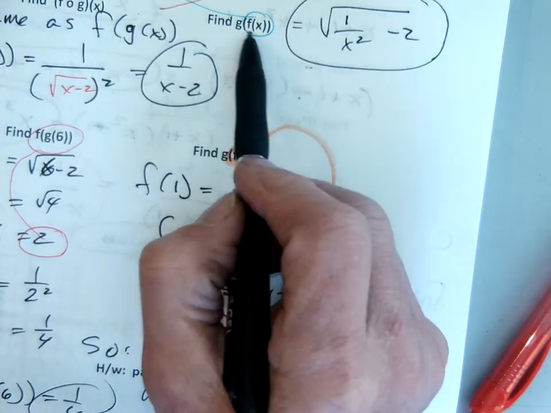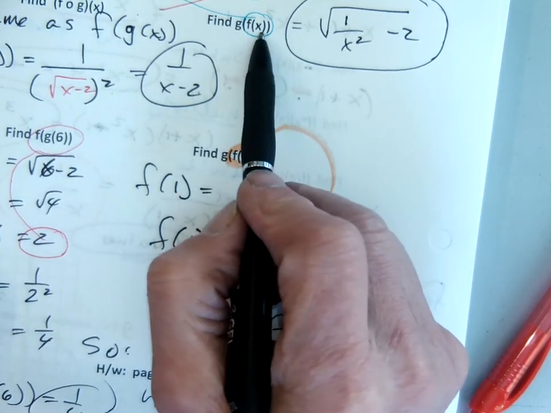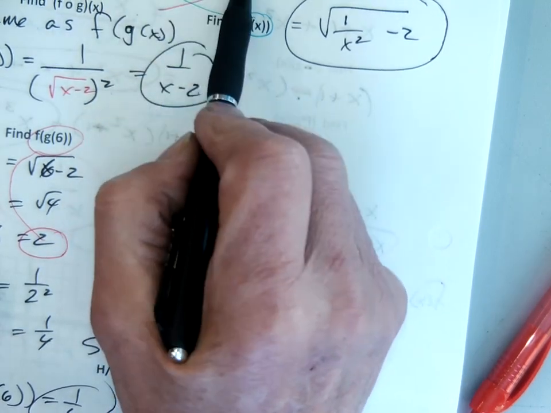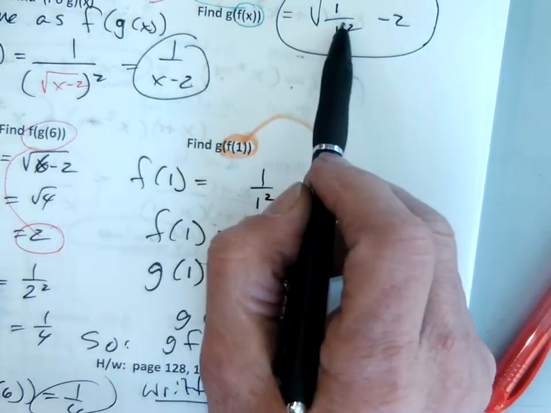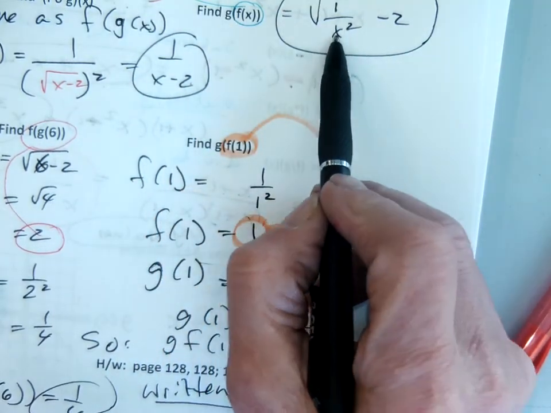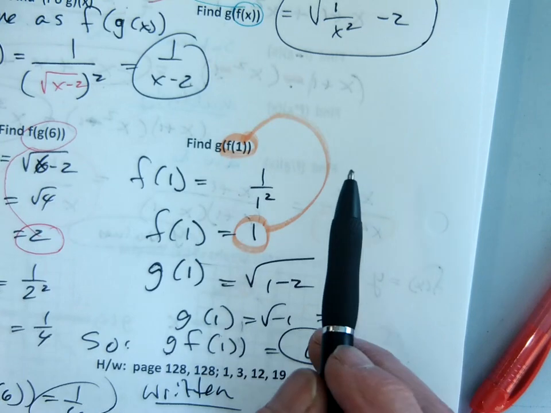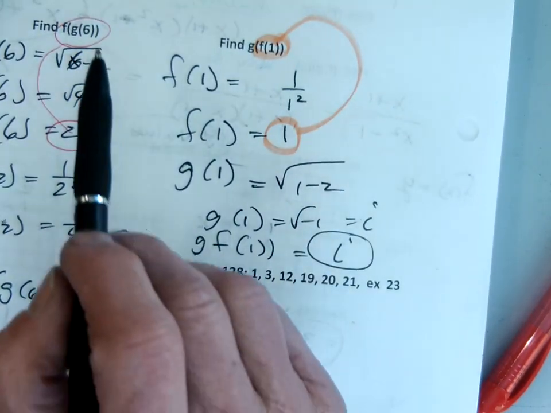Okay, the other one is g of f of x. So we take f of x, which is this equation, we plug it into x. So you plug the 1 over x squared in for x, and I get a square root of 1 over x squared minus 2. It doesn't simplify. This is actually easier. Plug 6 into g.